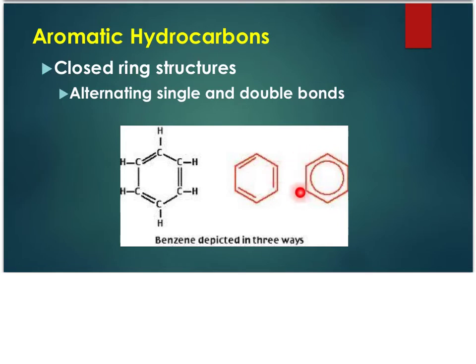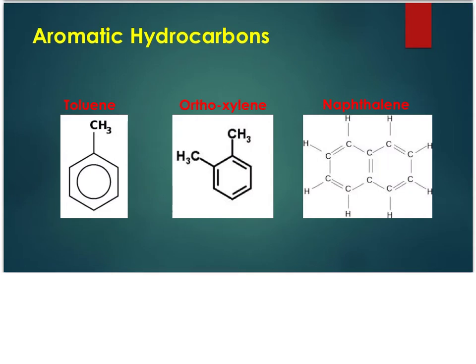Or we can have our closed ring structure with a ring or a circle in the middle. That shows us that the double bonds can take different positions. So in this case, the double bond could be here or here, because remember we talked about that in resonance. So that's different ways of looking at these. Here are some examples of some aromatic hydrocarbons.